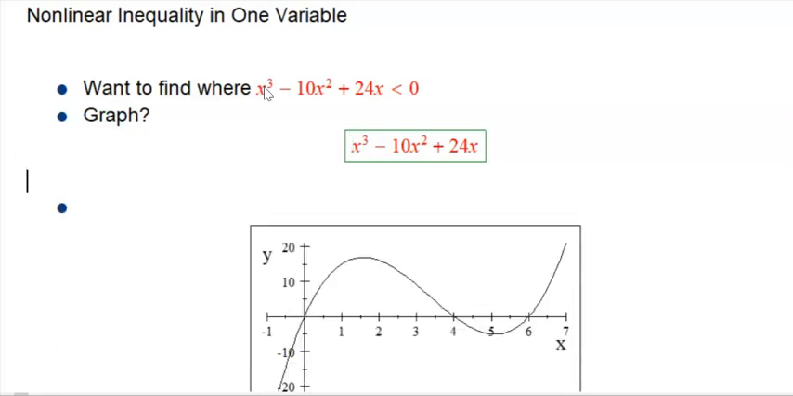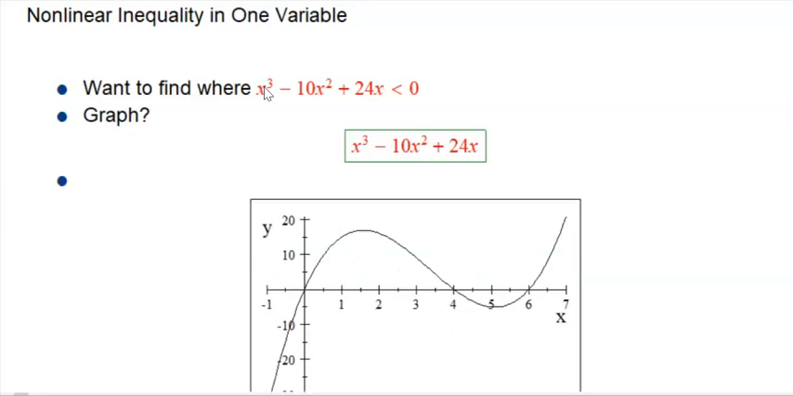So let me just bring the graph up here. Okay, so there it is. What we see is that, since we're plotting y equals this, when x is less than 0, the output, that cubic, the y value, is less than 0. And then there's another region over here between 4 and 6. And so we can just get the answer there.